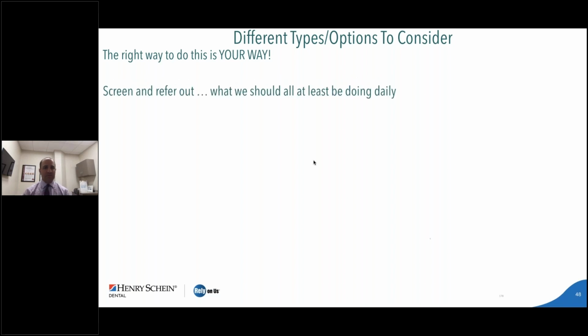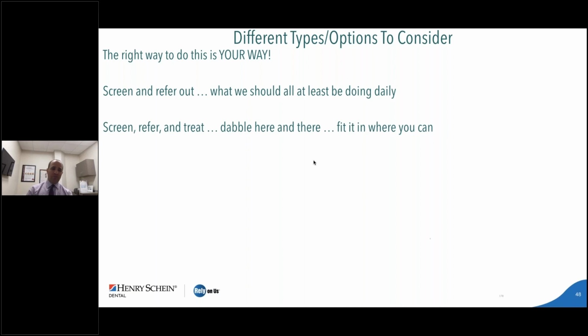So you can screen and refer out. I think that's what we should all at least be doing daily. In fact, the ADA in 2017 wrote out guidelines that all dentists should be screening for sleep disordered breathing because of all the risk indicators that are visible in our practices. So I think everybody should be at least doing this, screening and referring out. And that means getting thoughtful letters, documentation, literature to the patient so they go and get a sleep study or follow up, talk to their physician. And that's really what the ADA is recommending.